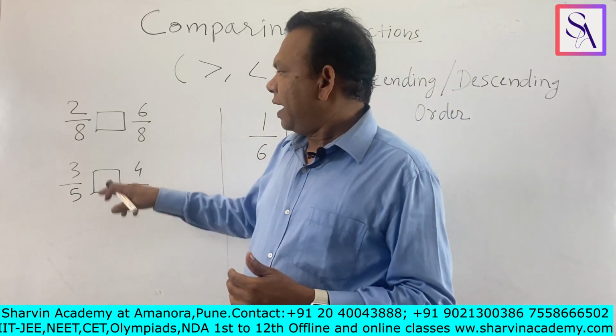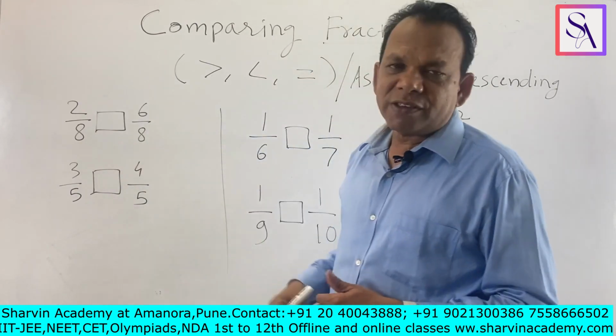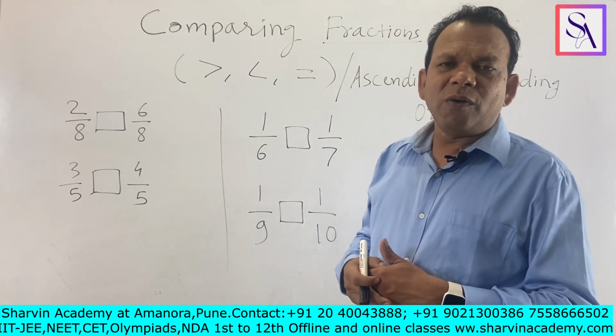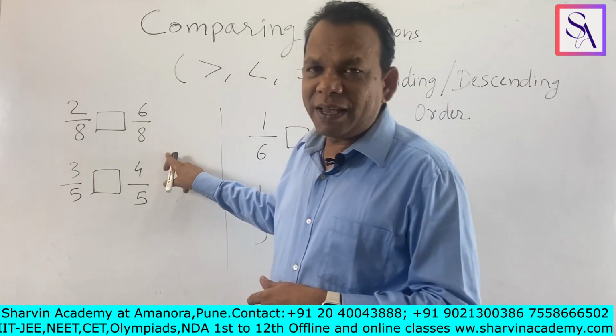So the key is, if the denominators are the same, if the two fractions are like fractions, then it is very easy to find out which one is greater. So what is the key? What is the formula?